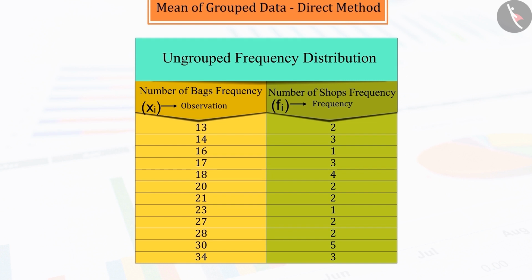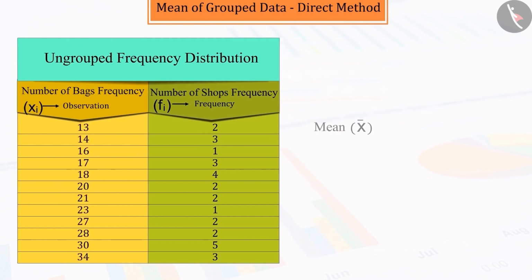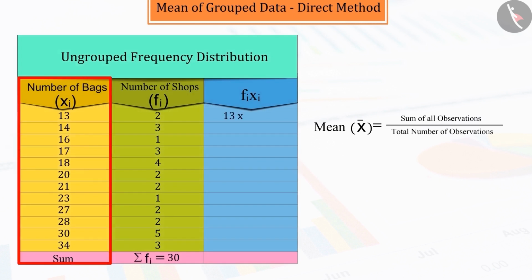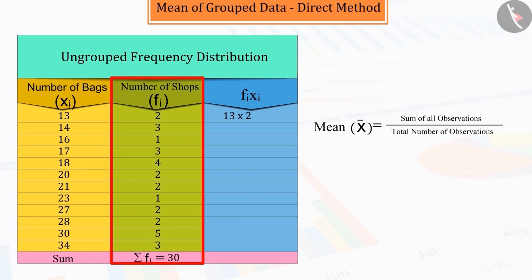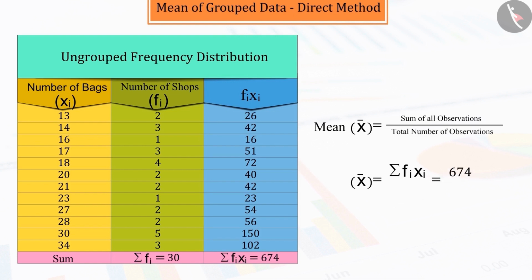If you are asked to find the mean of this data from these ungrouped data, will you be able to find it? To find the mean, divide the sum of observations by the number of observations. That is, multiply each observation xi by its corresponding frequency fi. Divide the sum of their product fi xi, that is 674, by the sum of their frequency fi, that is 30. On solving this, the mean is obtained as 22.46 approximately, where the sign sigma means summation.